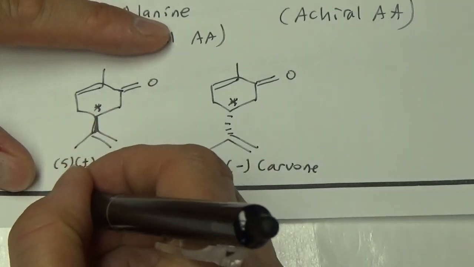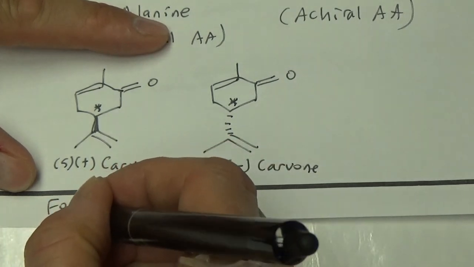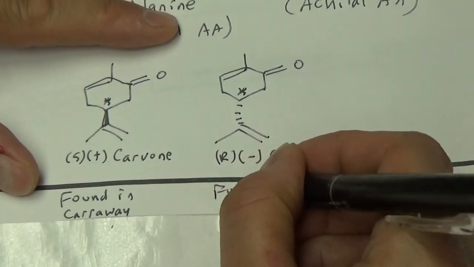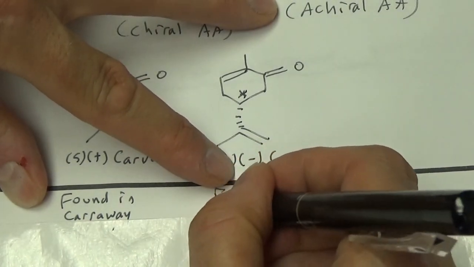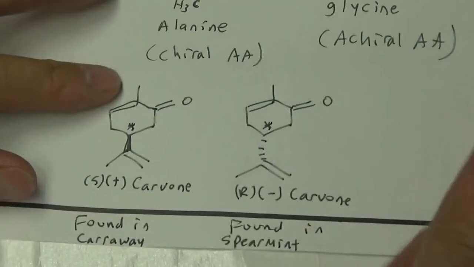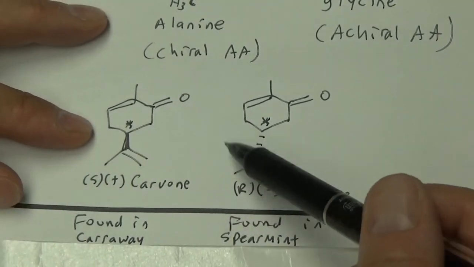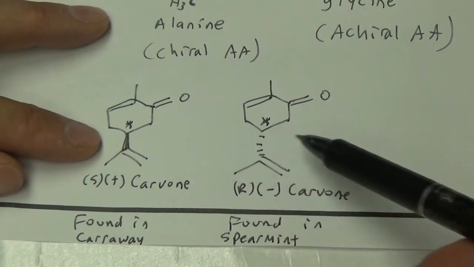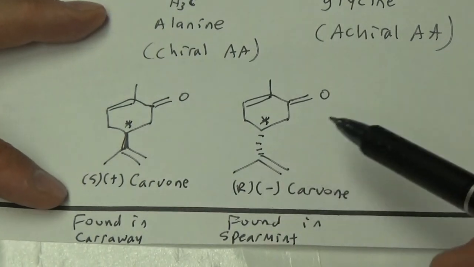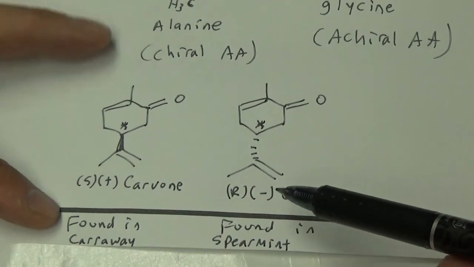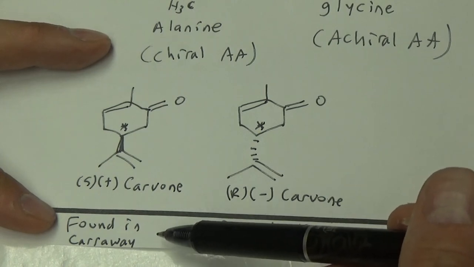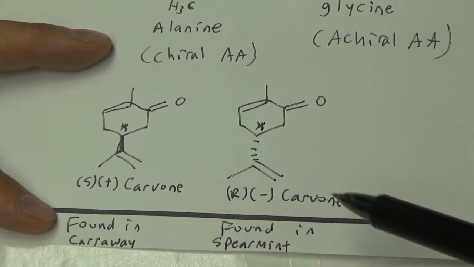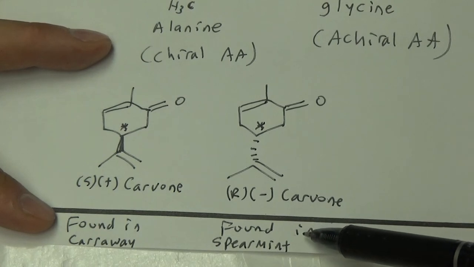Interestingly, this is found in caraway. Caraway, it's like a herb. And this is found in spearmint. One's found in caraway, one's found in spearmint. And usually in class, I have little vials of these and I pass them around to kind of blow people away, because the structures are basically the same except the three-dimensionality is different, but your nose totally detects these differently. They have massively different smells. This is caraway. I don't know if you know caraway. Some people use it as a spice or an herb. And then spearmint, like spearmint chewing gum, right? Yeah, they really, really smell drastically different.